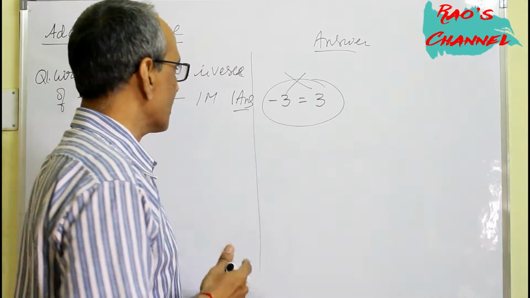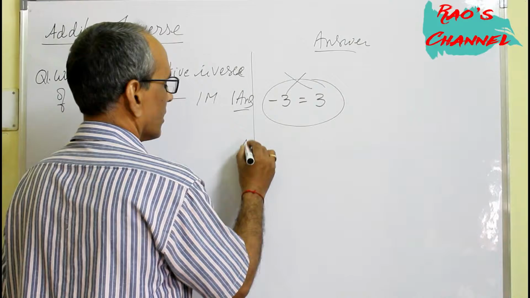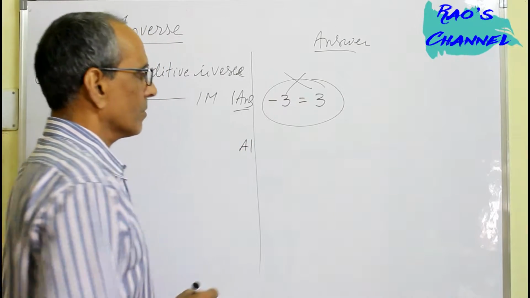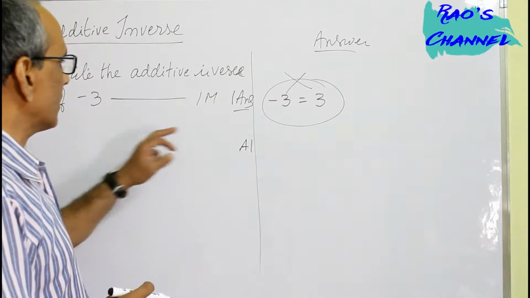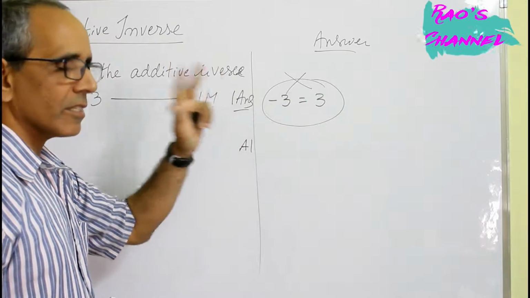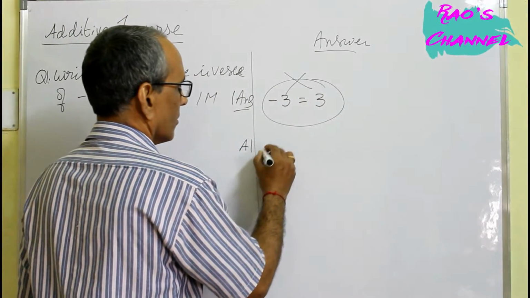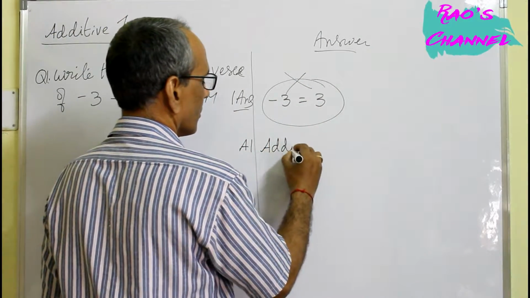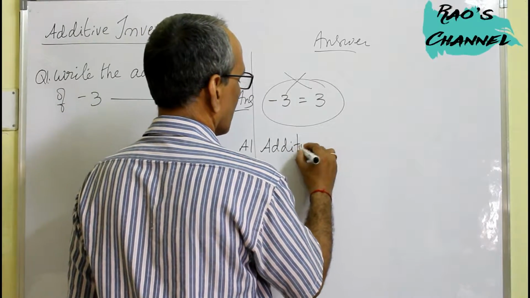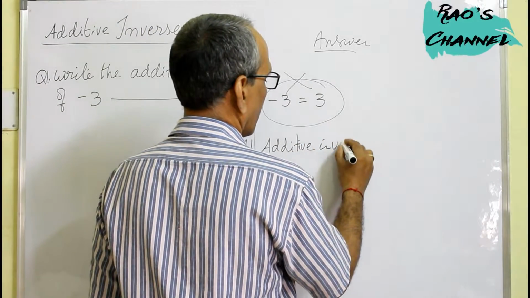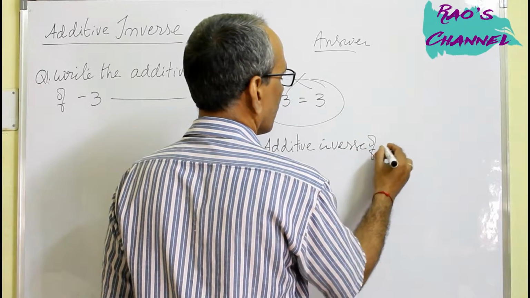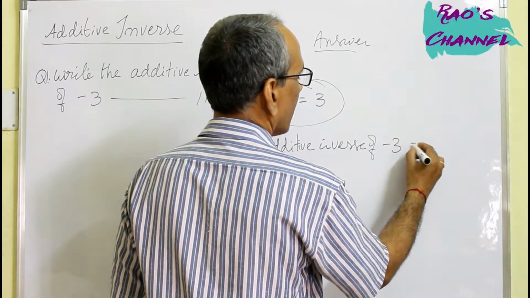But how to present this answer? Answer 1. You have the idea this is the additive inverse of minus 3. Write the same: additive inverse of minus 3 is equal to 3.